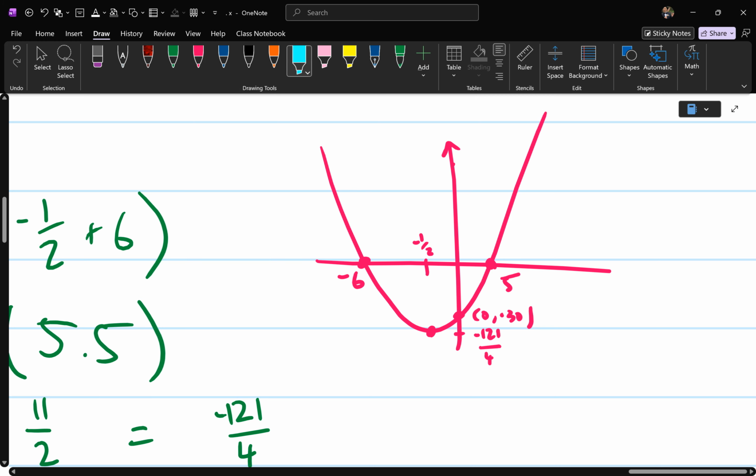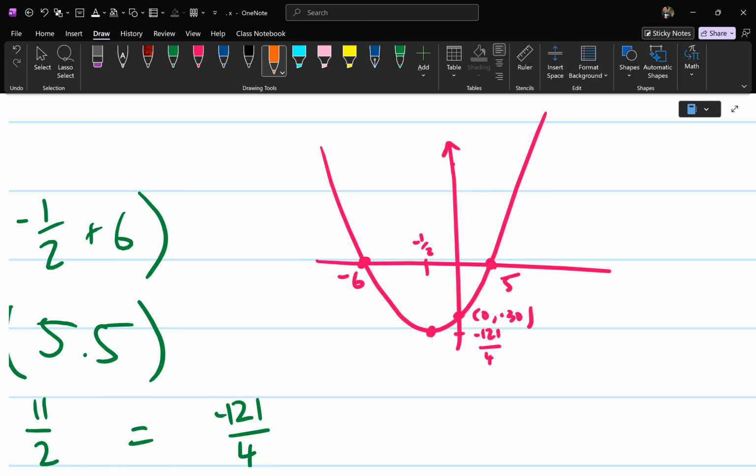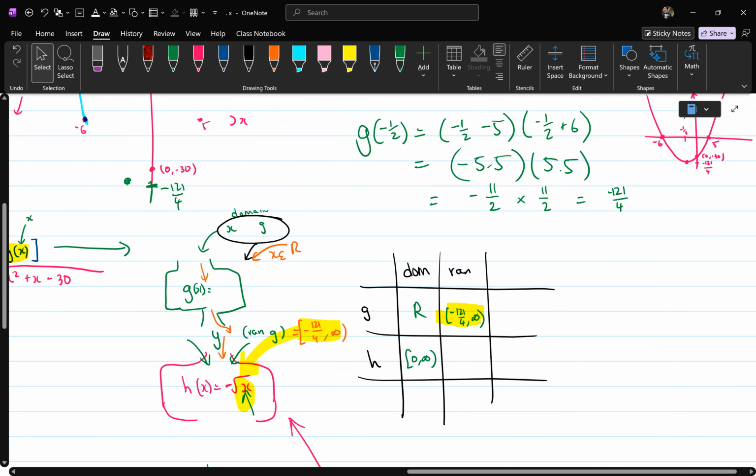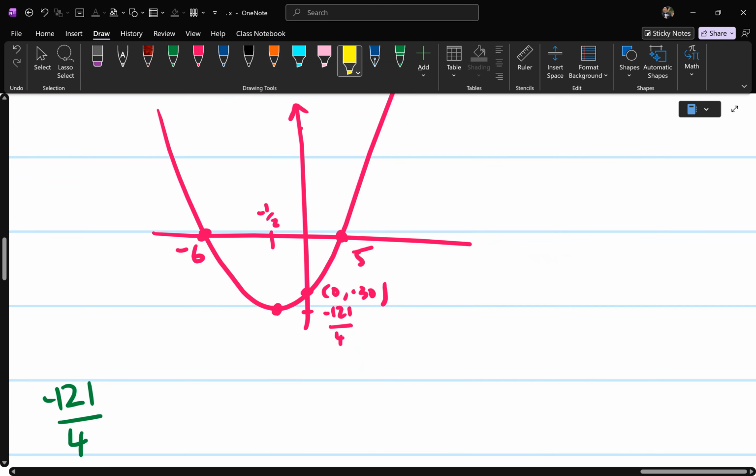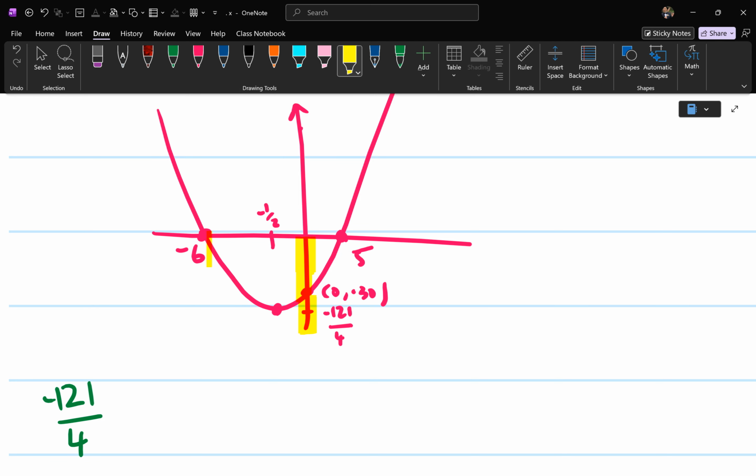What couldn't we use from this g of x? When did it become a problem? The problem came about this bit. Negative 121, that range, anything that's negative that you decide to put into h of x is a problem. If you visualize this graph, negative 121 on 4 is here, and essentially any negative y value, so any part of the graph of g of x that is below the x-axis, this is the section where you can't sub any numbers into h of x because it will be negative.